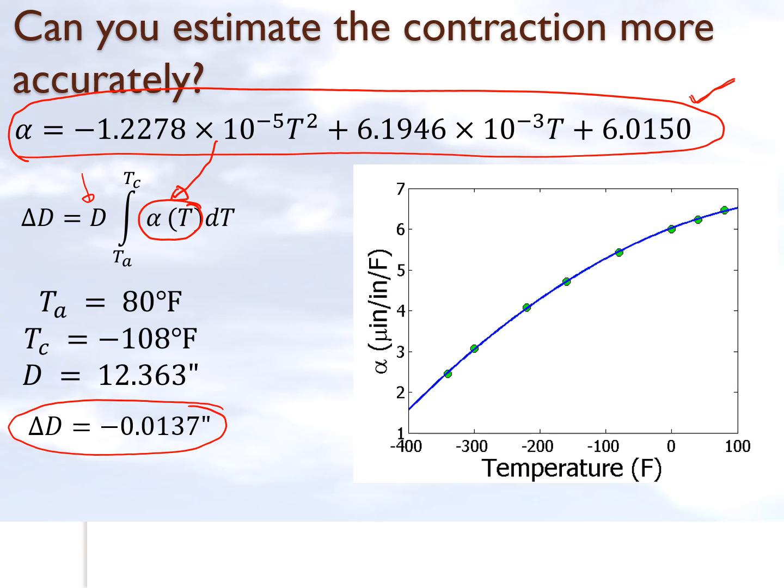So we're getting very close to what we got previously. Even with the rough estimate, we got minus 0.0133, and here we're getting minus 0.0137 inches, and that's still, this magnitude delta D is still less than 0.015 inches, even if we do a more accurate estimate of the change in diameter.